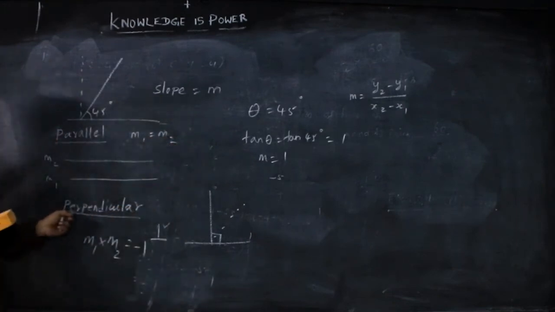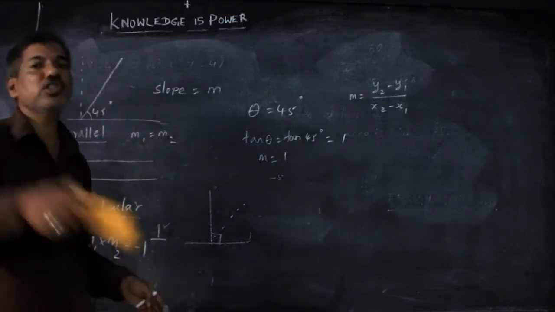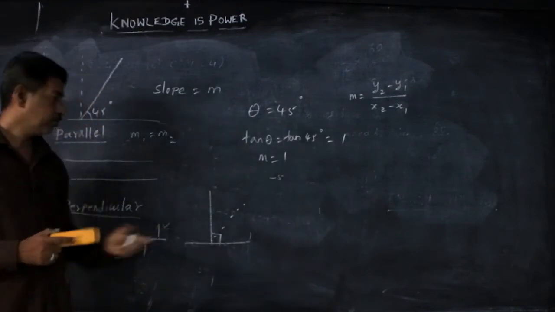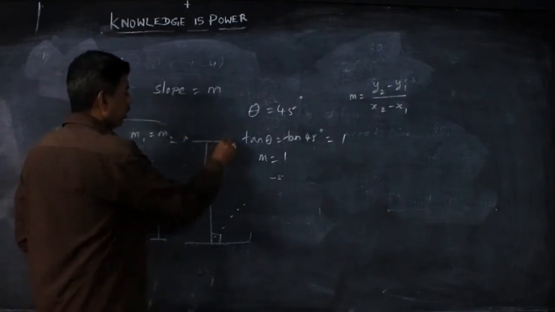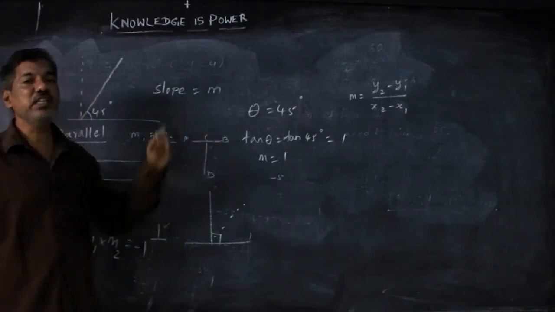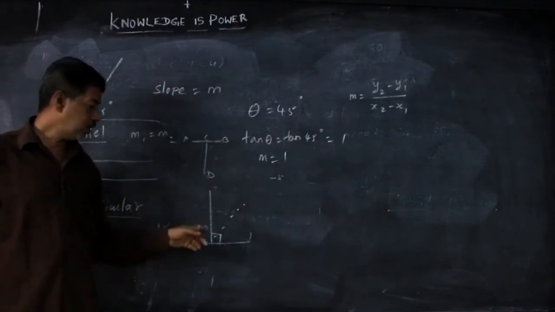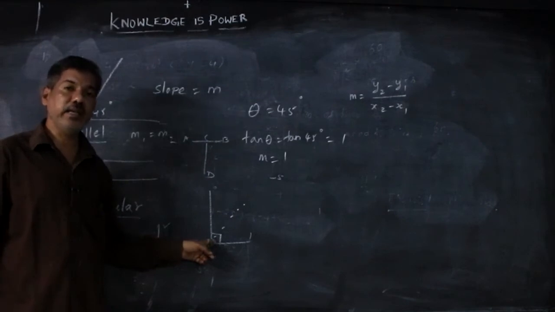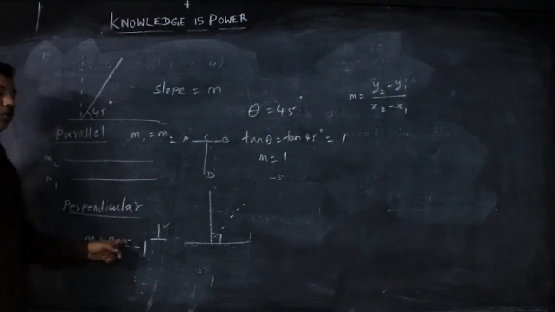Next, when the lines are perpendicular. Perpendicular means when there is one line, the other is opposite to it, just like T. T is one of the perpendicular lines. This is AB, this is CD. AB is perpendicular to CD, or CD is perpendicular to AB. In that situation, the angle will be 90 degrees. So we use the condition m1 into m2 equals -1 when the slopes are perpendicular.